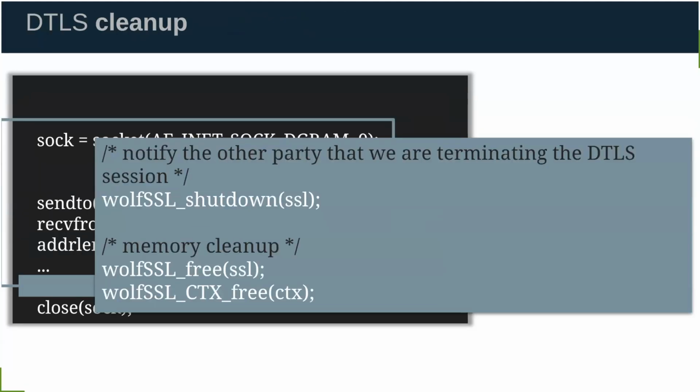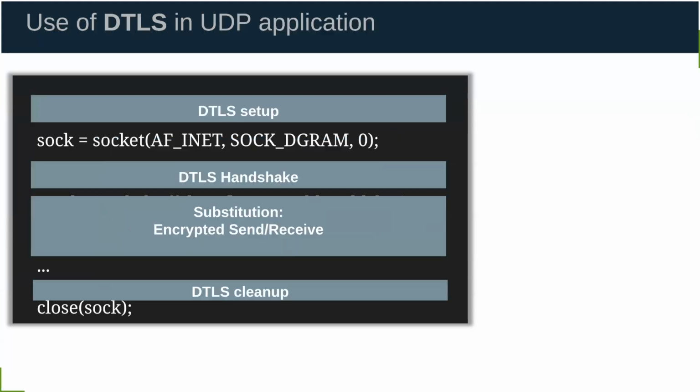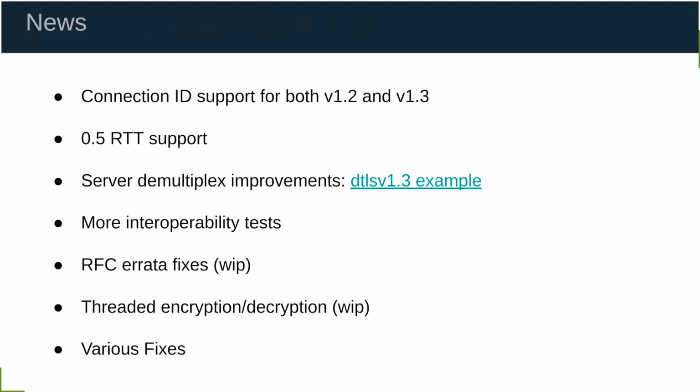And there is also some cleanup. If we want to be nice with the other peer, we can send them an alert, saying I'm closing the connection, with wolfSSL shutdown. And then I will clean up the memory using wolfSSL free and wolfSSL context free. So this is more or less the oversimplified example of how we can add DTLS.